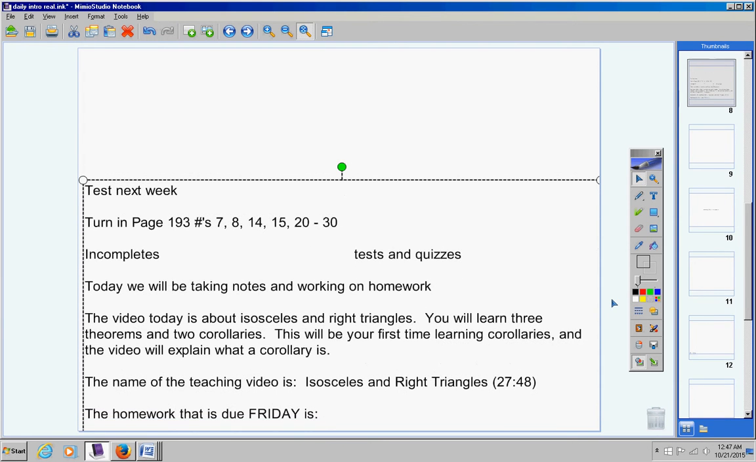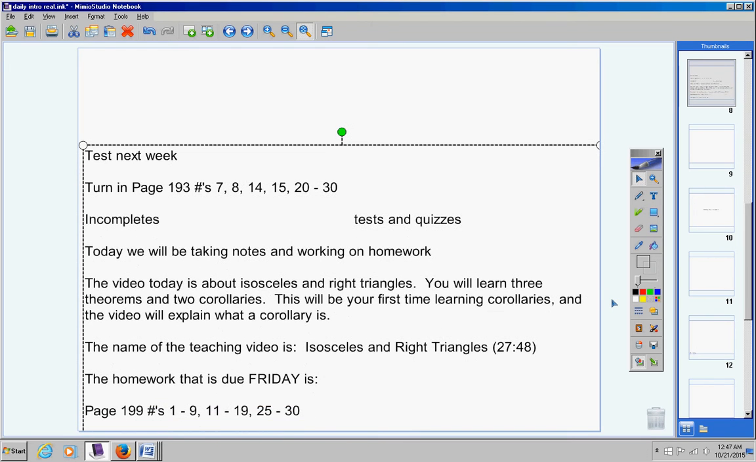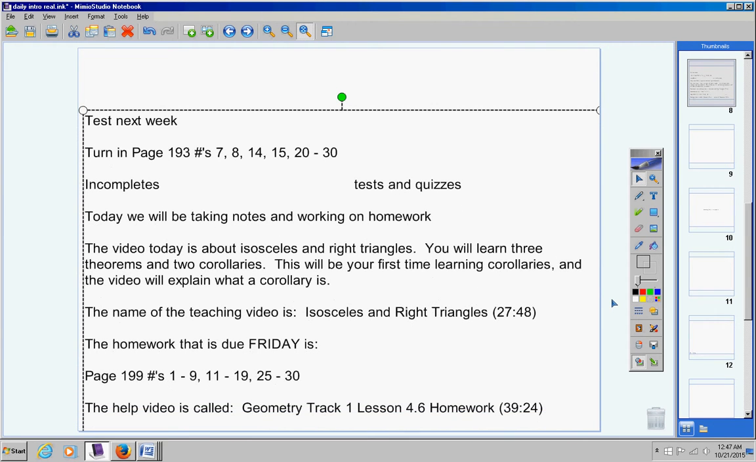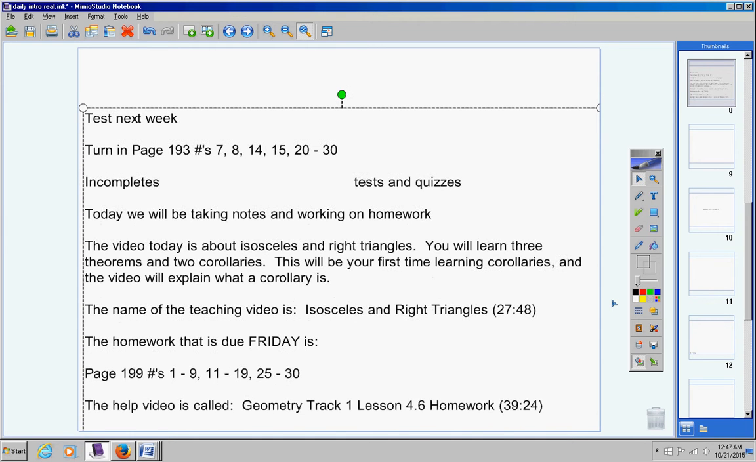The homework that is due Friday, it's not due tomorrow, it's due Friday, is page 199. Those numbers right there, please copy those down. The help video is called Geometry, Track 1, Lesson 4.6 homework, okay?